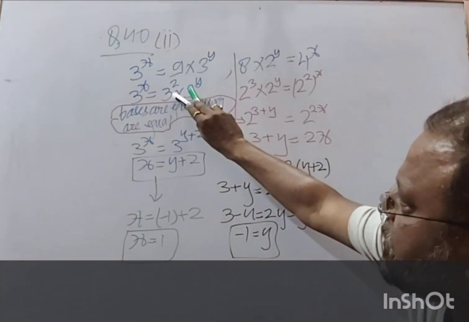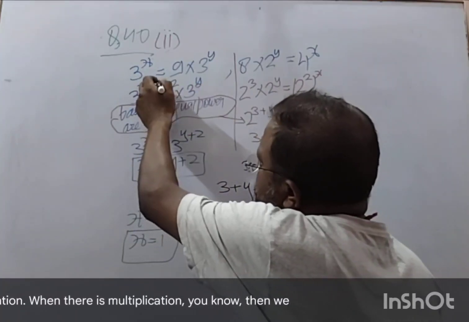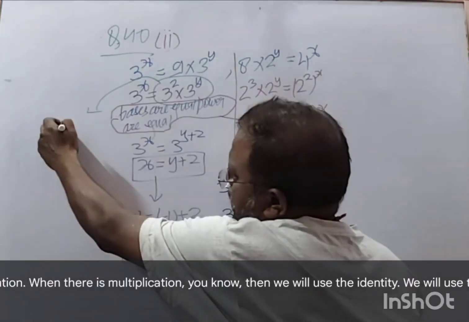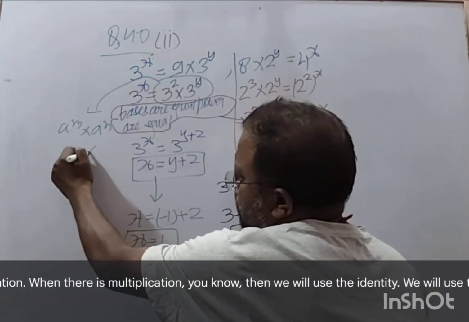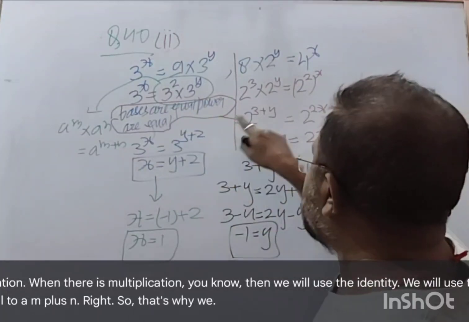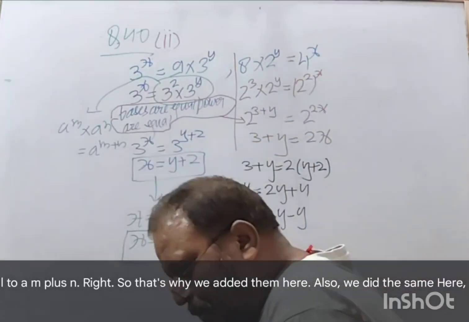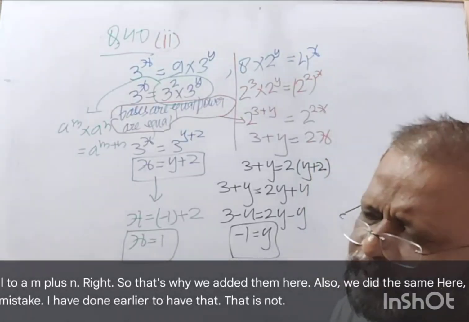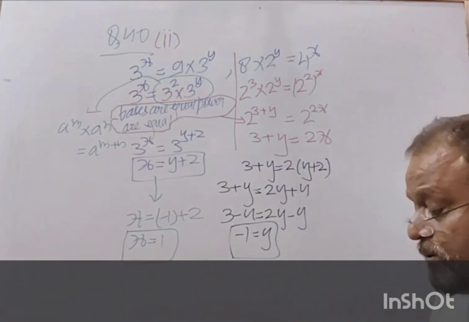When there is multiplication, we will use the identity a^m into a^n is equal to a^(m plus n), right? So that's why we added the powers. Here also we did the same. By mistake I did it earlier too, that is not product, that is addition, right? So we have done this.